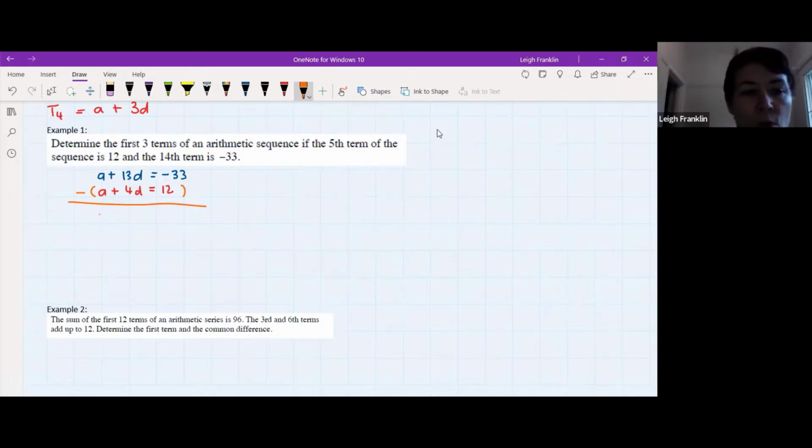13 minus 4 means that there are 9 D's left over, and minus 33 minus 12 is going to leave us with minus 45. Now we're going to divide both sides by 9, and that means that the difference in this particular case has got to be -5. It makes sense because if the 5th term is 12 and the 14th term is -33, the difference has to be negative, right? Because the numbers are getting smaller.